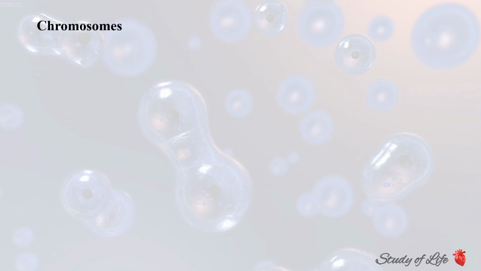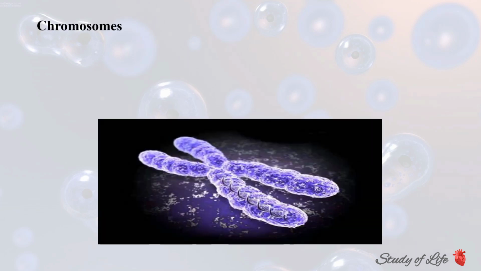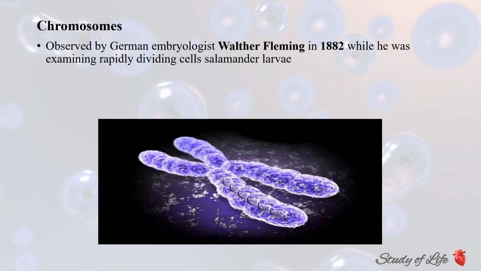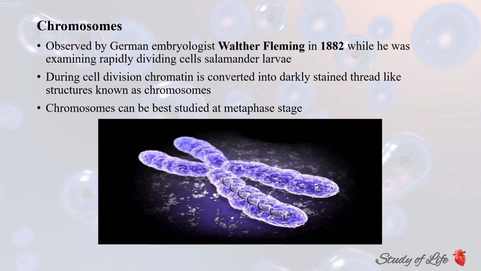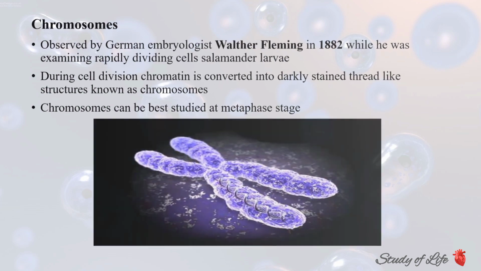Chromosomes. Greek chroma means color and soma means body. Chromosomes were observed by German embryologist Walther Flemming in 1882 while he was examining rapidly dividing cells of salamander larvae. During cell division, chromatin material is converted into darkly stained thread-like structures known as chromosomes. Chromosomes can be best studied at metaphase stage.